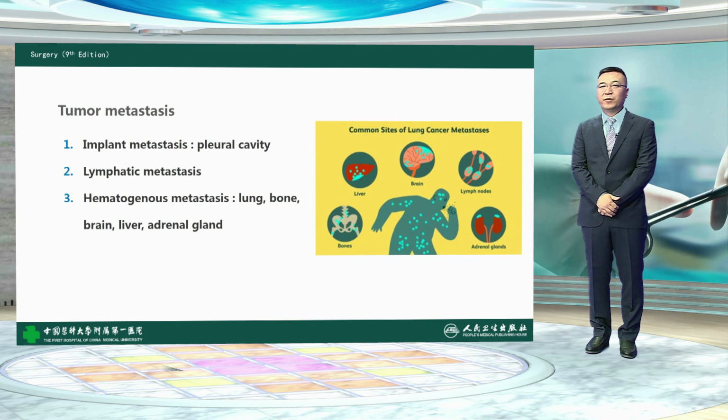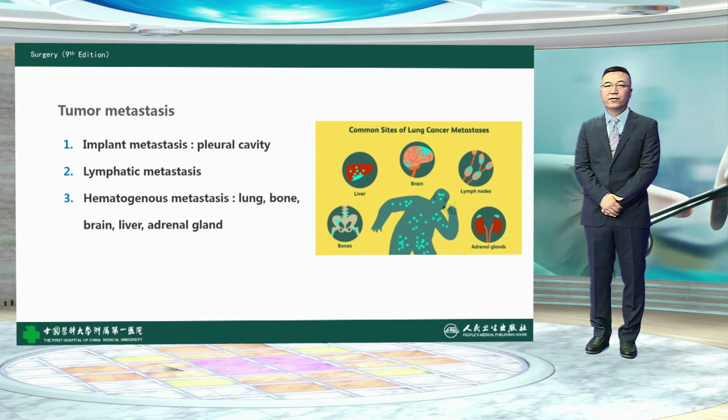There are 3 ways of metastasis of lung cancer. First, implant metastasis, mainly in the pleural cavity. Second, lymphatic metastasis. Third, hematogenous metastasis, to the lung, bone, brain, liver, and adrenal gland. This figure shows the common sites of lung cancer metastasis.